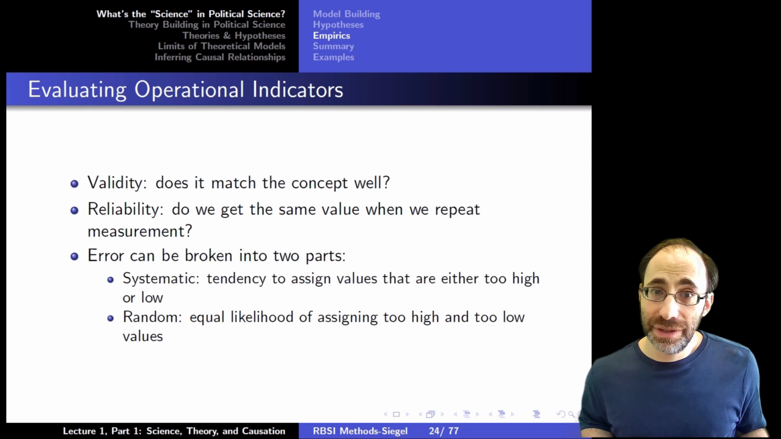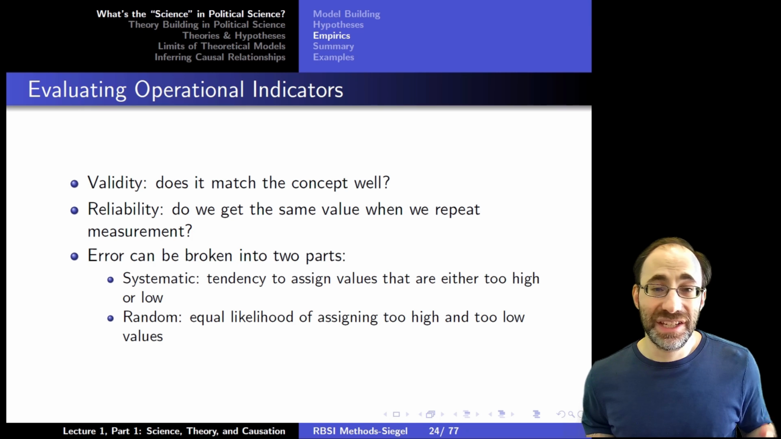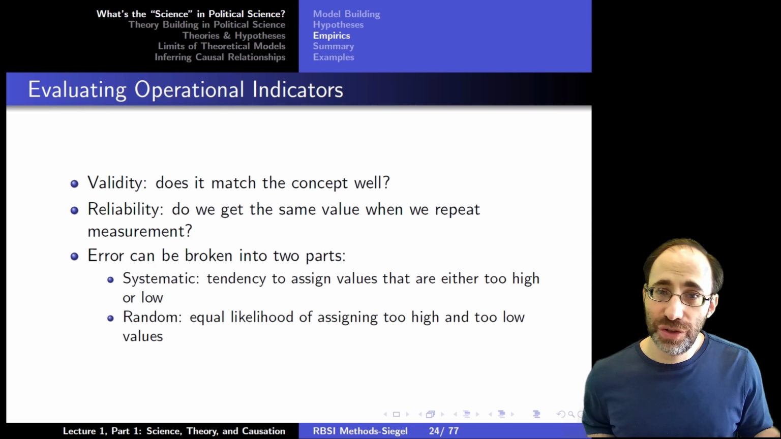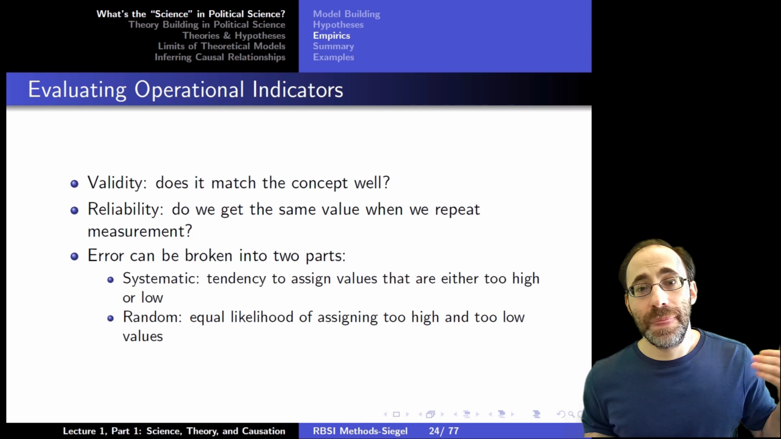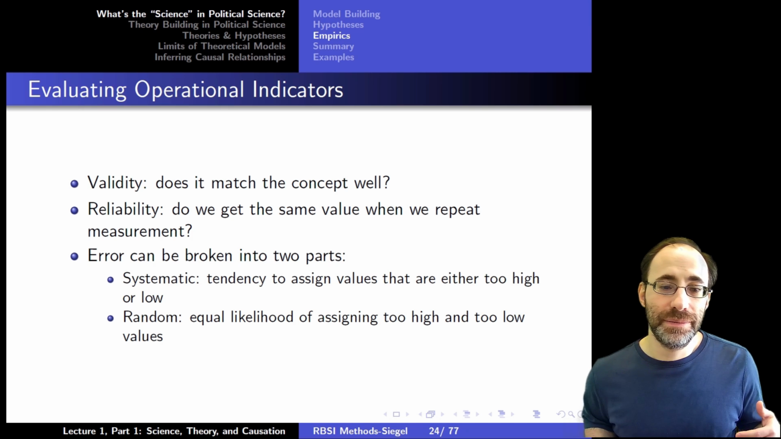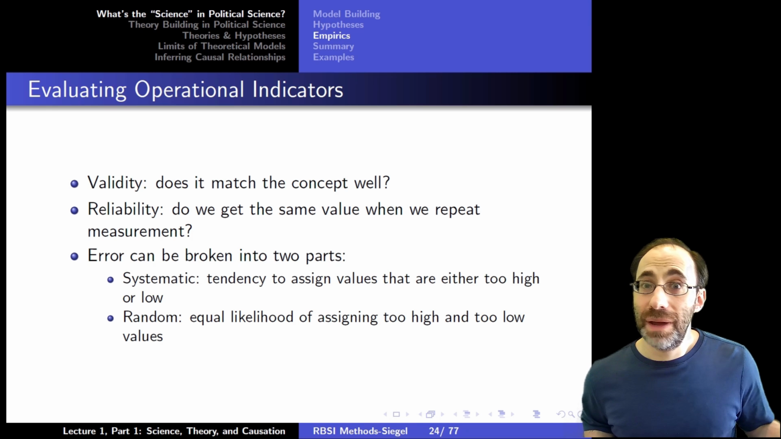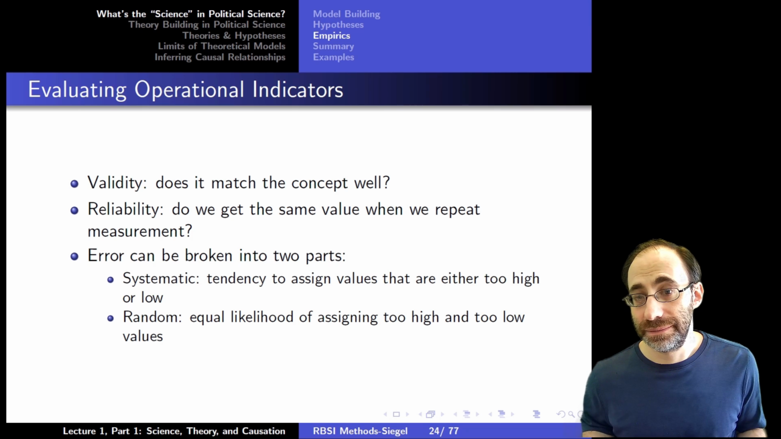There are two types of error that we deal with here. One is systematic. Systematic error is like bias. It's the tendency to assign values that are either too high or too low every time, or too high or too low associated with some other variable. Random error is actually easier to deal with in a lot of cases. With random error, there's an equal likelihood of assigning a too high or too low value. So there's some random noise associated with the measurement that prevents us from actually getting at the truth.